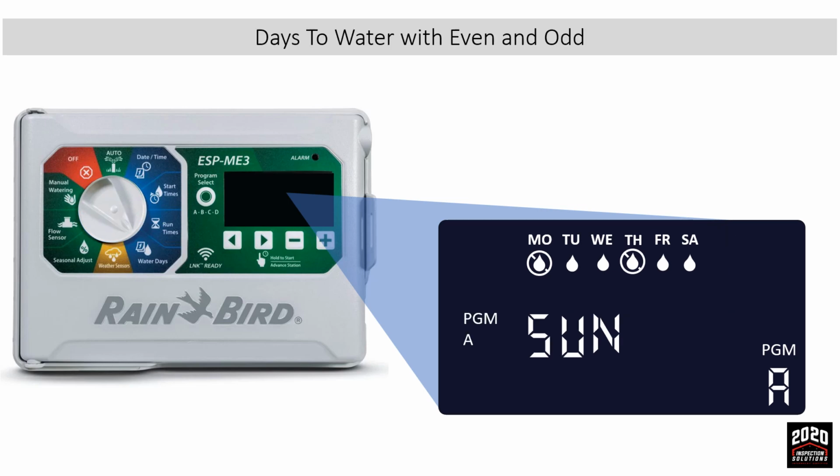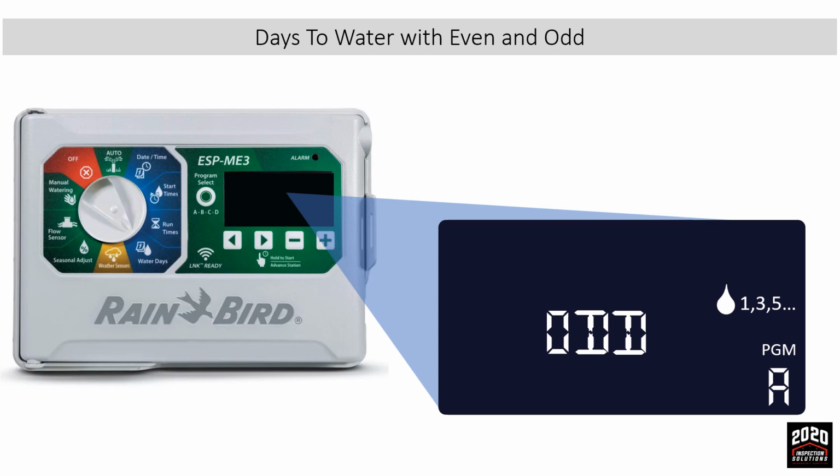Days to water with even and odd. Setting the days to water includes an odd or even function. To get to this function you press and hold the two arrow buttons down. The odd function will appear. If you hold down the two arrow buttons again, the even function will appear.